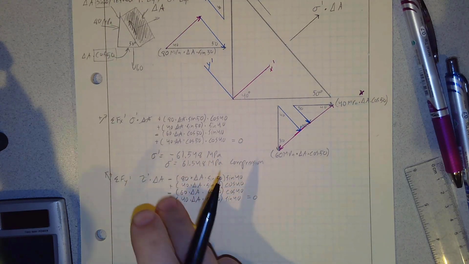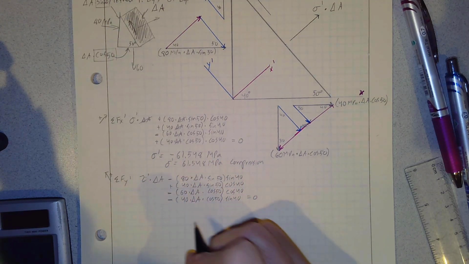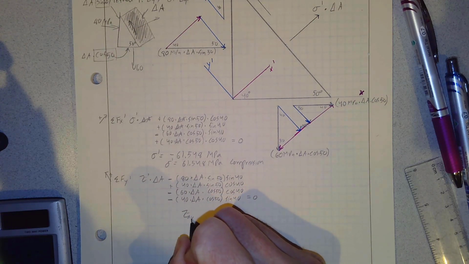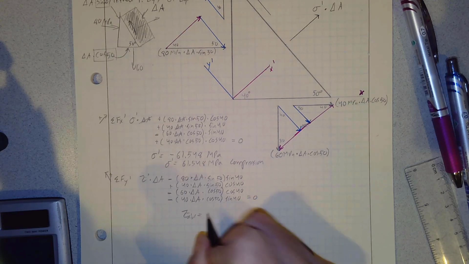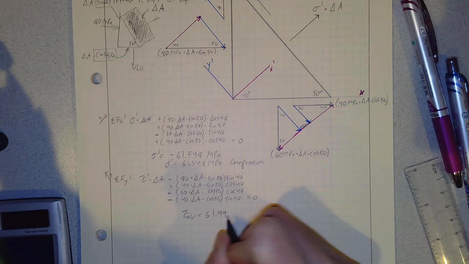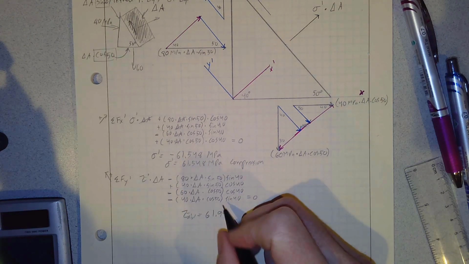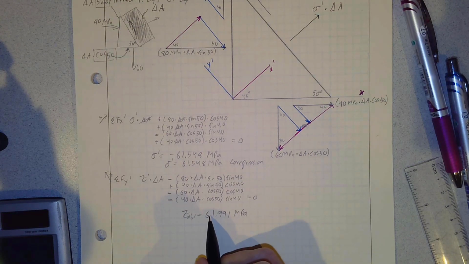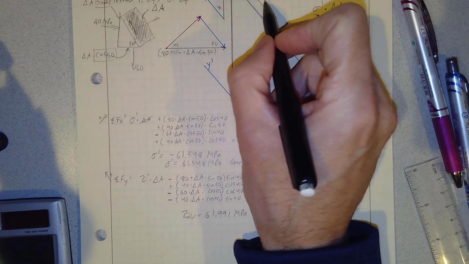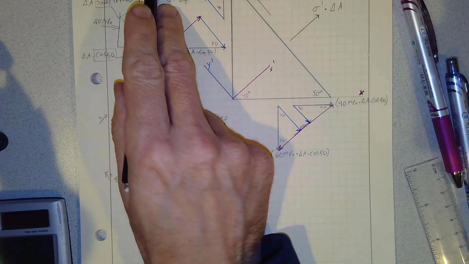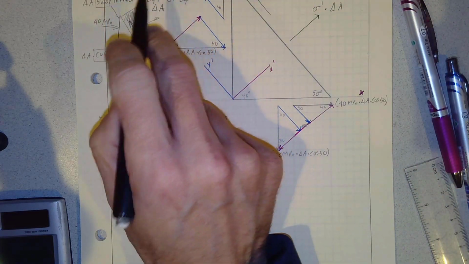But again, since really it needs to go to the other side of the equal sign, what that means is that tau x prime y prime would be equal to 61.991 megapascals. And the sign is positive once I get it over that side, so that means the direction I'm showing it here is correct. So I think that answers everything we were supposed to find out.